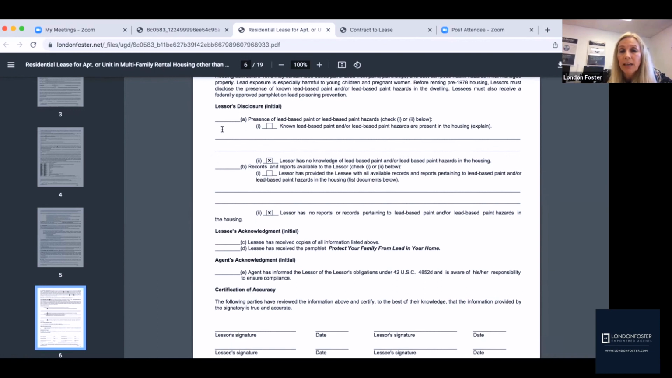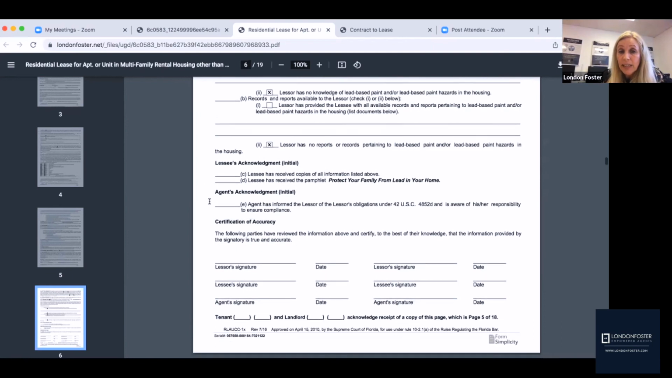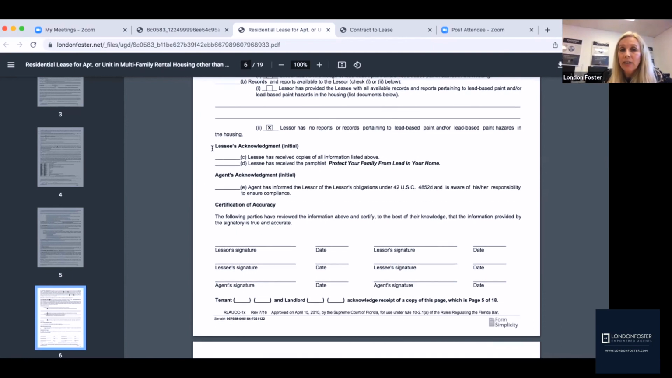If it's A, it's here. If it's B, if they know that there's lead in it, which I've never had anybody ever say that there's lead in a property, but however, just make sure that it says any known. So anyway, the landlord owner initials here. On your behalf, the lessee is the tenant. And I don't know why they don't use tenant or lessee consistently, but it goes back and forth. So again, I put here the lessor, which is the landlord, has no reports of lead paint in the housing.